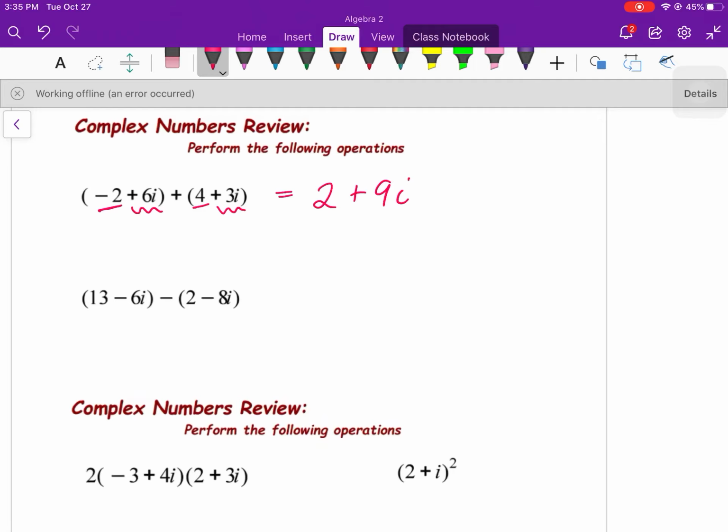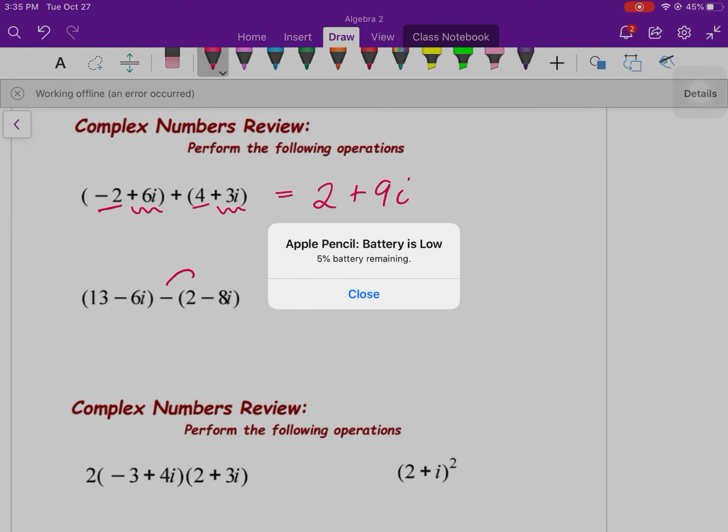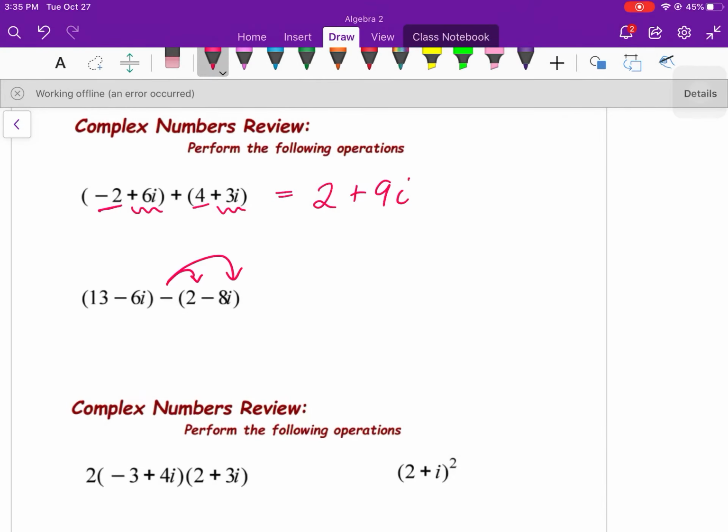When you subtract complex numbers, or when you subtract an expression like the 2 minus 8i, you have to remember to subtract both terms in that expression. So how I think of it is like I distribute the negative through.